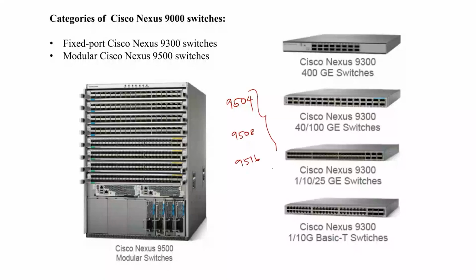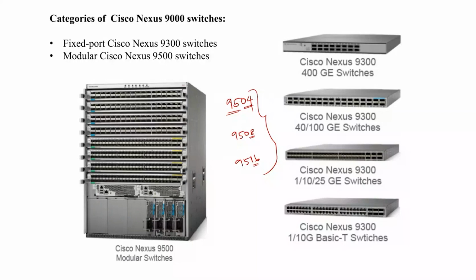All three are modular chassis type. The primary difference between them is the number of line cards they have. If you look at the naming convention, 95 denotes the series, 04 denotes the number of line cards they have. 4 line cards here, 8 line cards here, and 16 line cards here.